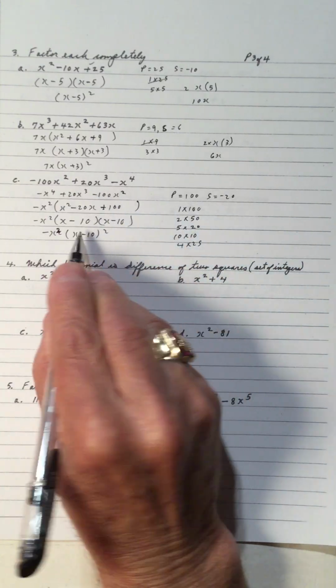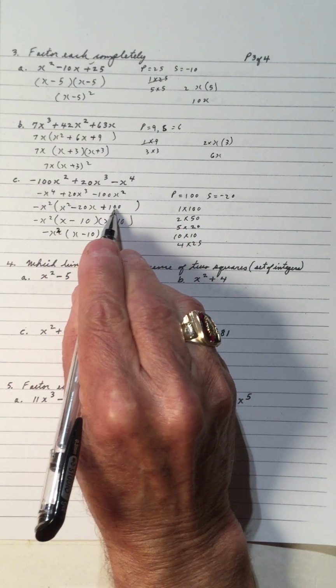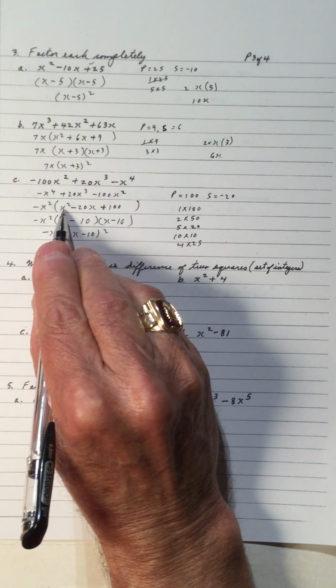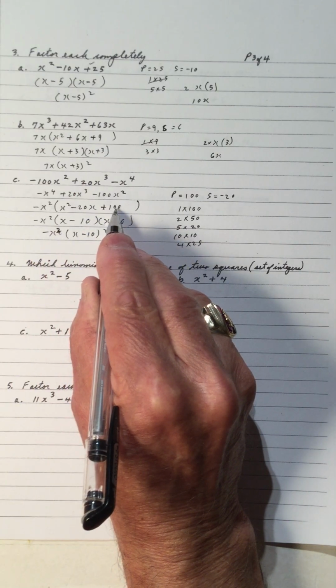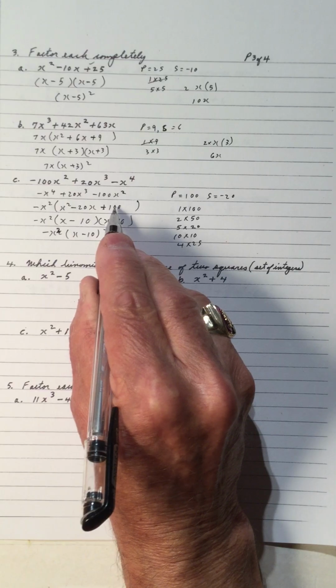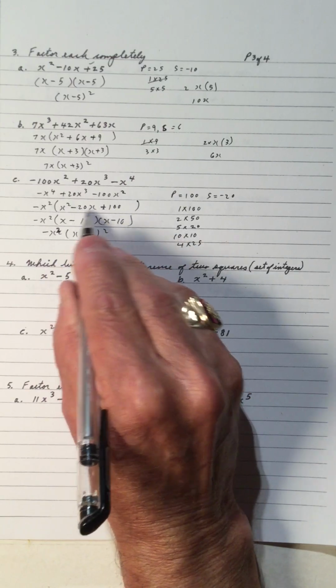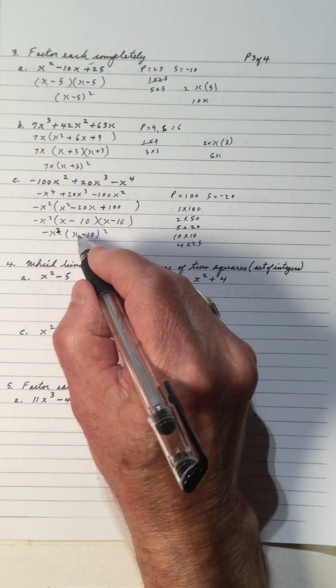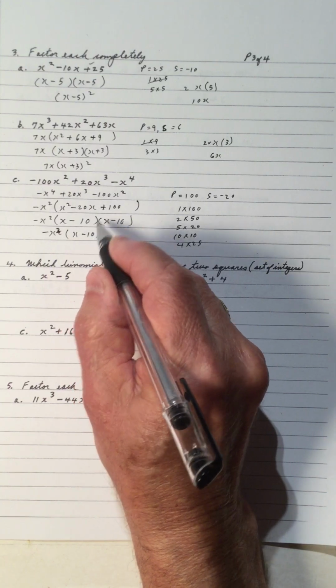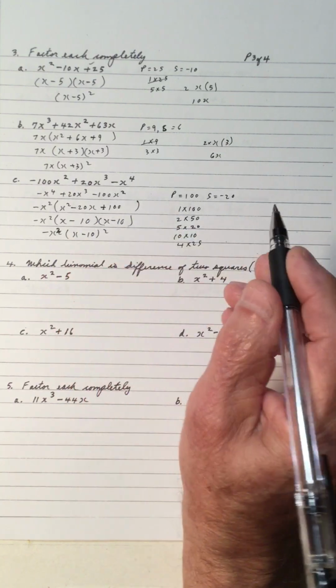And again, this is a perfect square trinomial. Why? Because the square root of x squared is an x, and the square root of 100 is 10. And double their product, so 10x doubled is 20x. So that's a perfect square trinomial, which is x minus 10 being squared, which is a binomial squared.